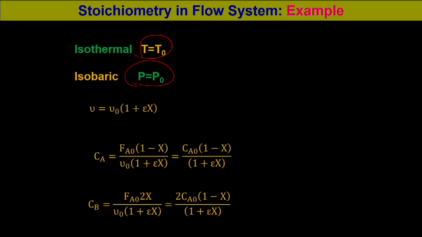Similarly, for component B we can write Fa naught into 2x divided by V naught into (1 plus epsilon x). So, if we substitute over here, we will get twice Ca naught into (1 minus x) divided by (1 plus epsilon x). So, we obtained the relations for Ca and Cb in terms of the conversion from the stoichiometric table.